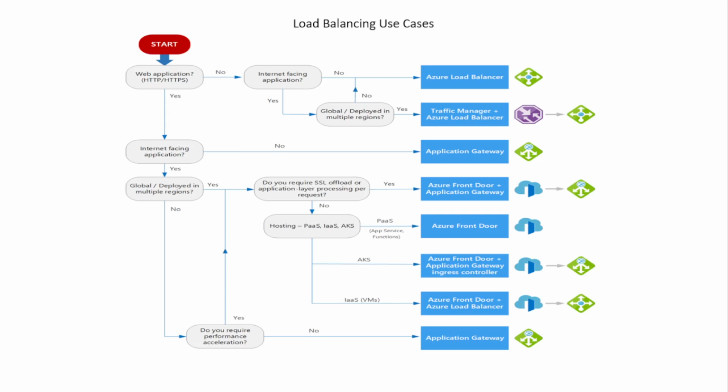The other case is HTTP, HTTPS traffic. We ask whether it is an internet facing application. In both cases, yes or no, you would go with the application gateway. But the other question is, do we require Front Door in front of it? If it is an internet facing application, we do require Front Door. But if it is not an internet facing application, we do not require Front Door. And when we say internet facing application, it depends upon the global and local level.